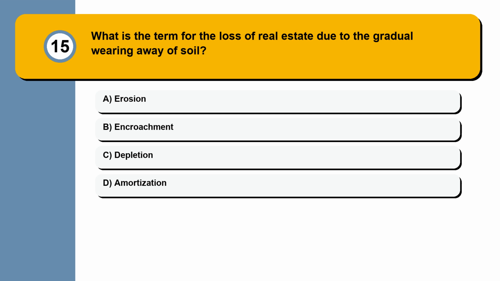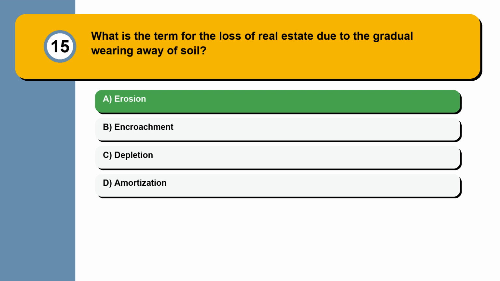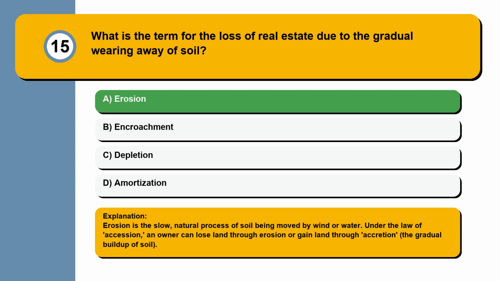Question 15. What is the term for the loss of real estate due to the gradual wearing away of soil? Erosion, encroachment, depletion, amortization. Erosion is the slow, natural process of soil being moved by wind or water. Under the law of accession, an owner can lose land through erosion or gain land through accretion, the gradual buildup of soil.